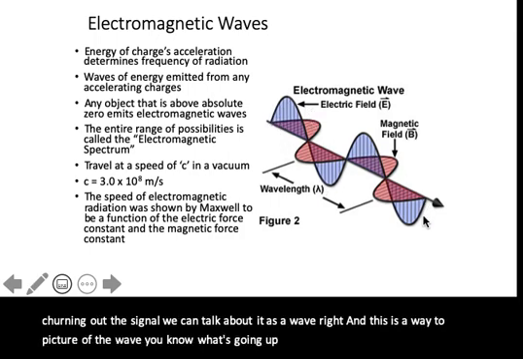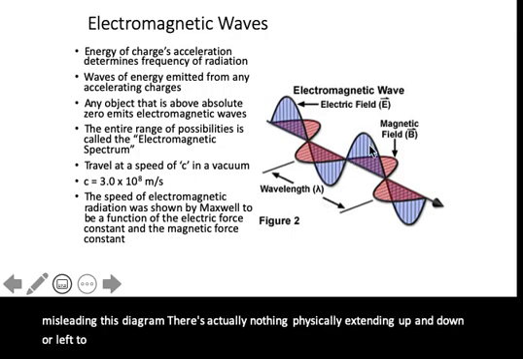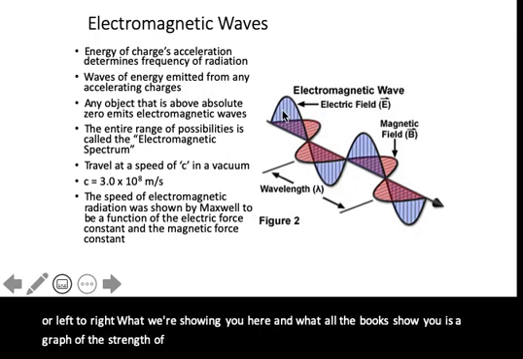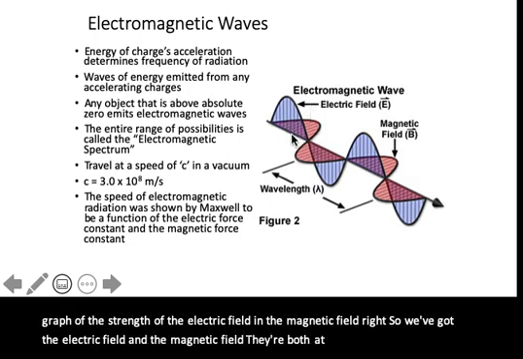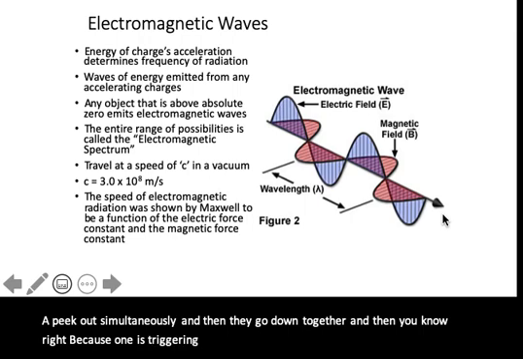Now, this diagram is a little bit misleading. There's actually nothing physically extending up and down or left to right. What we're showing you here, and what all the books show you, is a graph of the strength of the electric field and the magnetic field, right? They're both at right angles to each other, and they peak out simultaneously, and then they go down together, because one is triggering the other one, and then they're traveling through space.